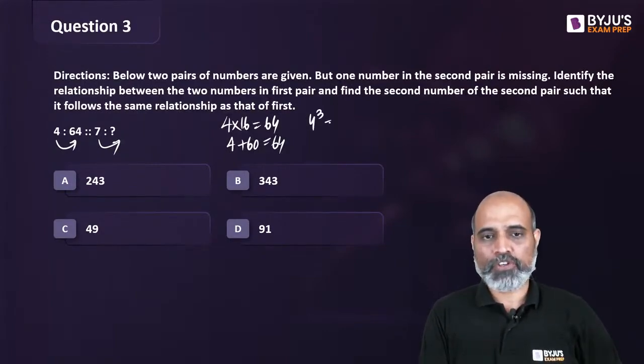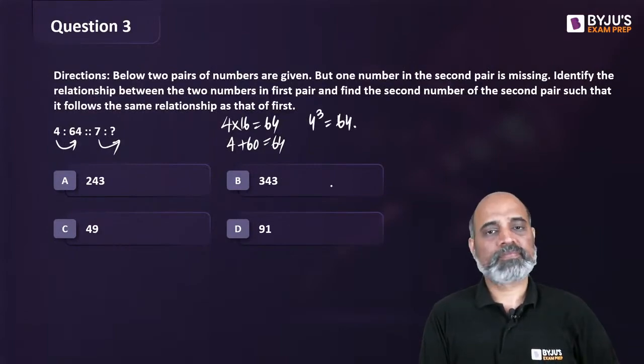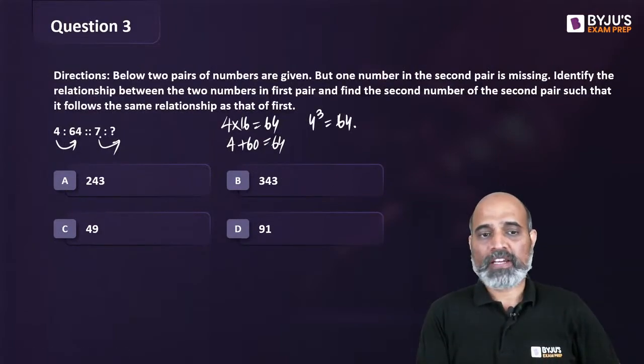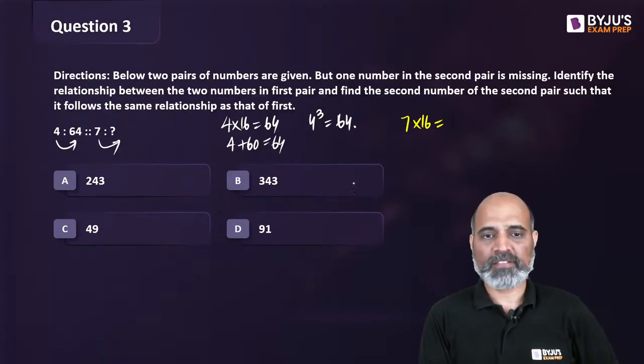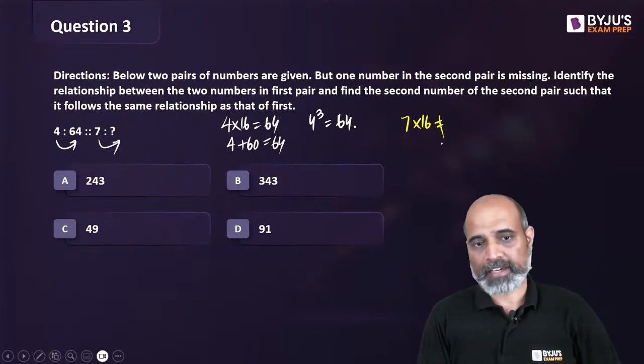Or we can say 4 cube is equal to 64. ये 3 तरीके हैं. So if I do the same calculation with 7, so 7 into 16 is going to be a little over 100. We don't have that in the option, तो ये work नहीं कर रहा.